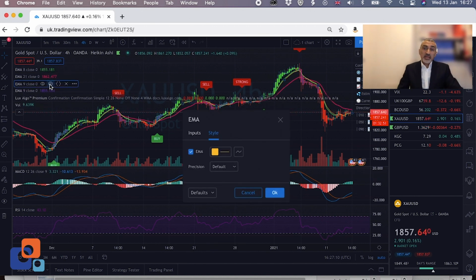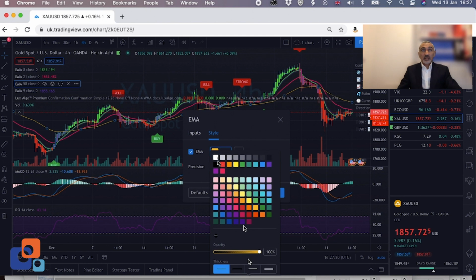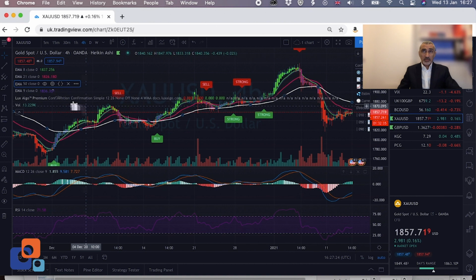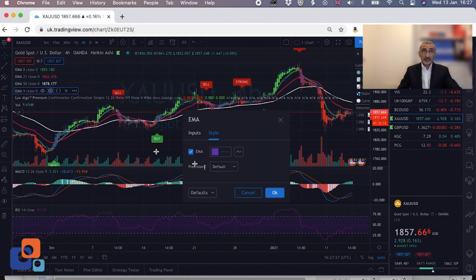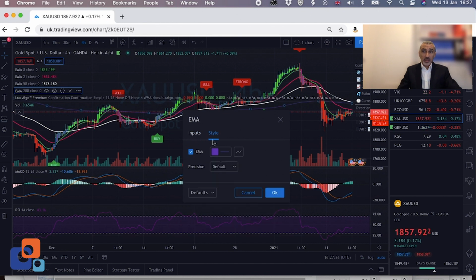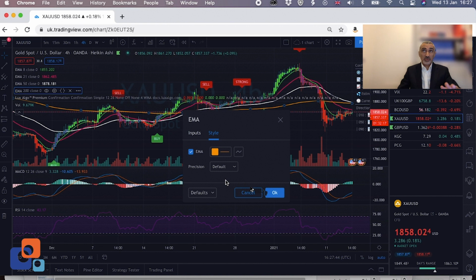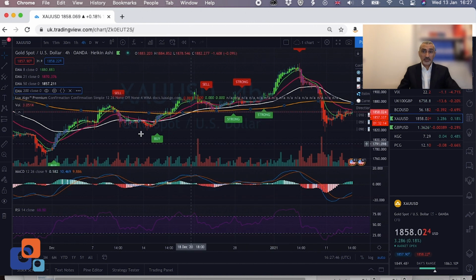Okay, and then the next EMA, I will put 21, and I'll make it pink and thicker. Then the next one is our 50 EMA, which is an important one in gold, and I'll make it white and thick as well. The last EMA is going to be the 200 EMA, so I'll change that input and put 200, and I'll make it orange and thick. Now you can see the moving averages. You can see clearly which one is which on the chart.